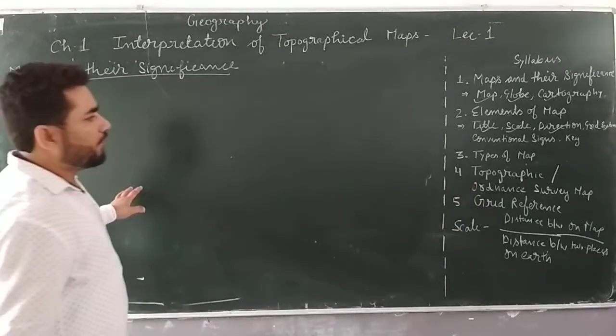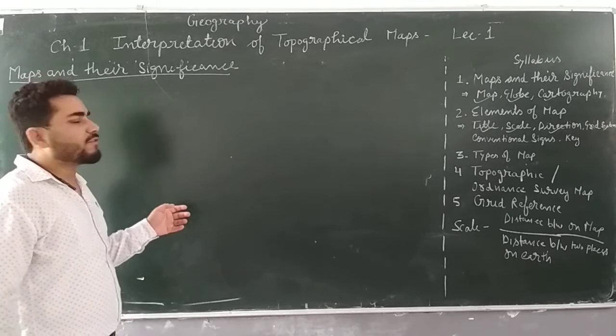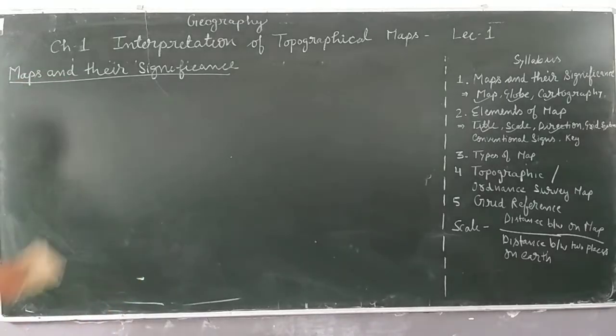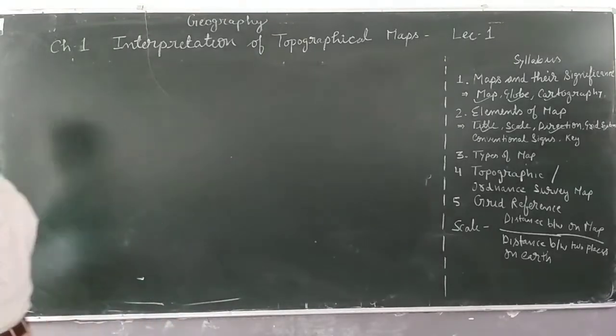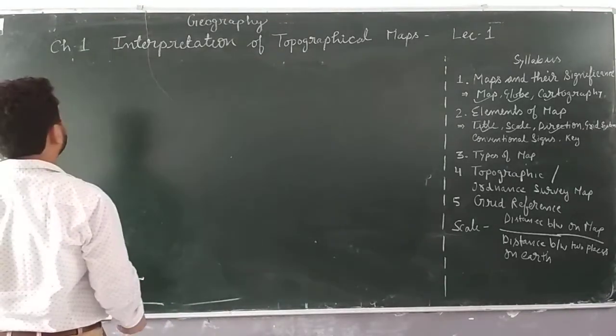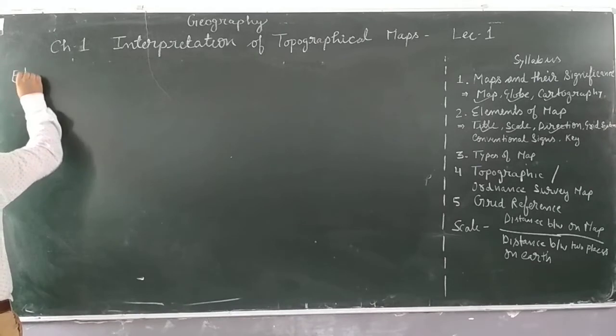Okay, so we have studied that. Now comes elements of a map. Elements of a map means what the map is composed of. A map is not just simply a drawing. There are so many things on a map.